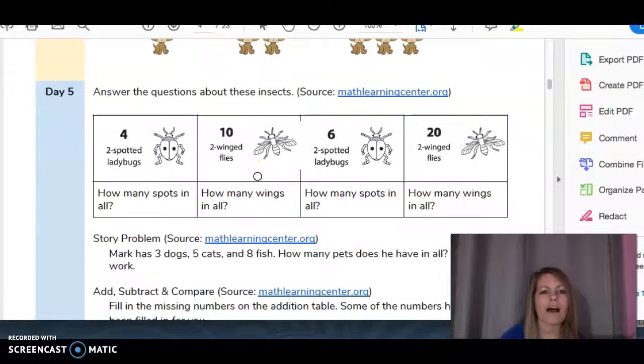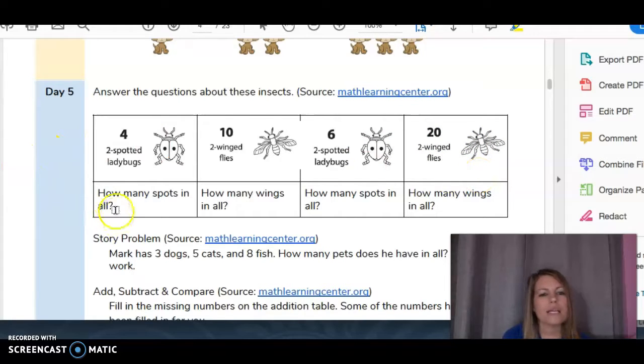Week 1, day 5. All right, we are going to get started by looking at this table that they made for us of insects. It looks like they counted how many insects there were in a certain area. There were 4 two-spotted ladybugs. So how many two-spotted ladybugs were there? There were 4. There were 10 two-winged flies, so there were 10 of these two-winged flies. There were 6 of these two-spotted ladybugs, and there were 22 winged flies.